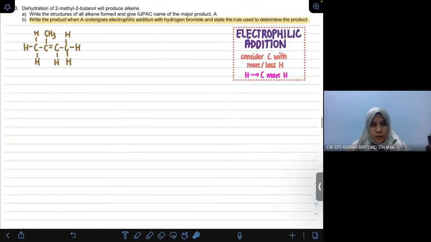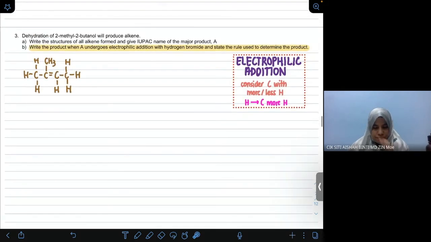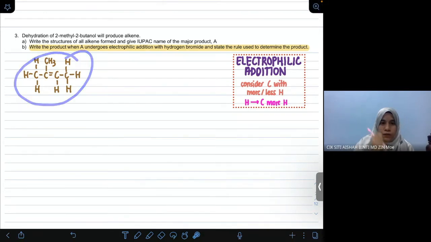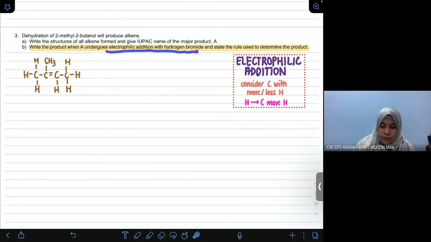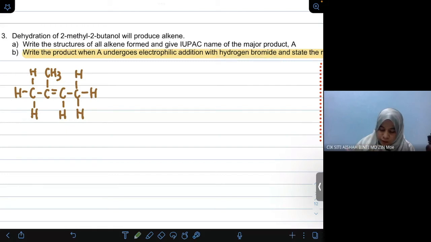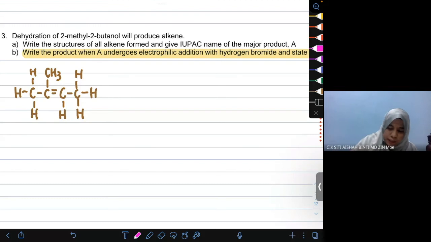Tapi this case kita tengok question 3B. So we do get our product is actually tadi 2-methyl-2-butene, which is this one. Here mentioned that it undergoes electrophilic addition with hydrogen bromide and state the rule used to determine the product. Okay, so hydrogen bromide. So what is hydrogen bromide? Hydrogen bromide is HBr. So pluskan dengan HBr. Okay, so what is the product itself?